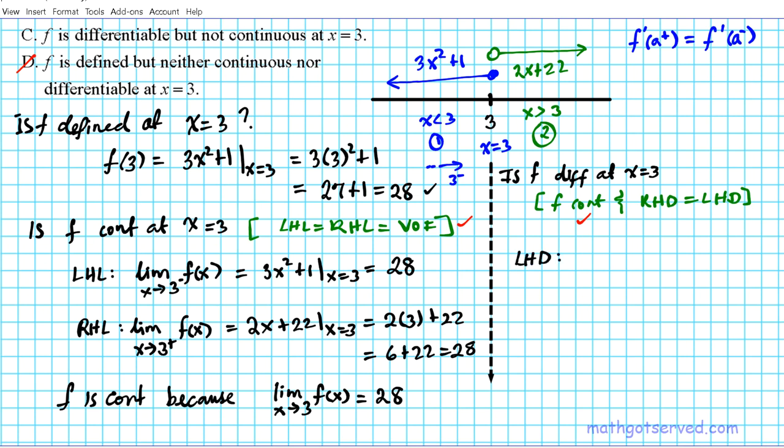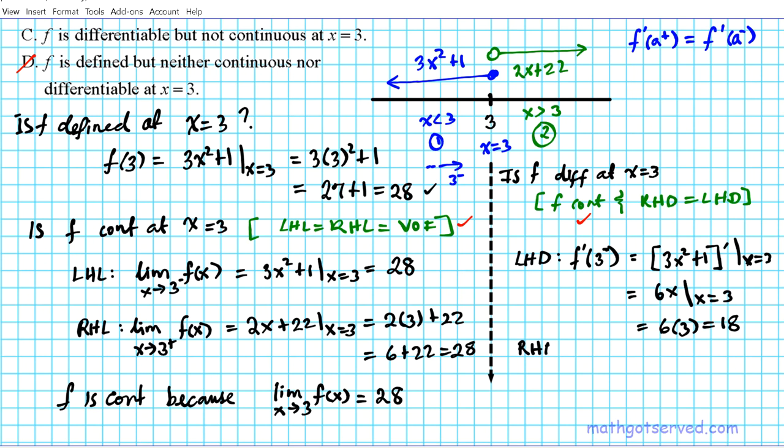Left hand derivative is going to be f prime of 3 from the left. Okay, so what we're going to do is the function to the left, you just differentiate it and evaluate it at 3. So it's going to be the derivative of 3x squared plus 1 evaluated at x equals 3 because it's to the left. If you differentiate that, you're going to have 6x, just 6x. All right, 6x evaluated at x equals 3. So that's going to be 6 times 3, which is 18. Ladies and gentlemen, the left-hand derivative is 18.